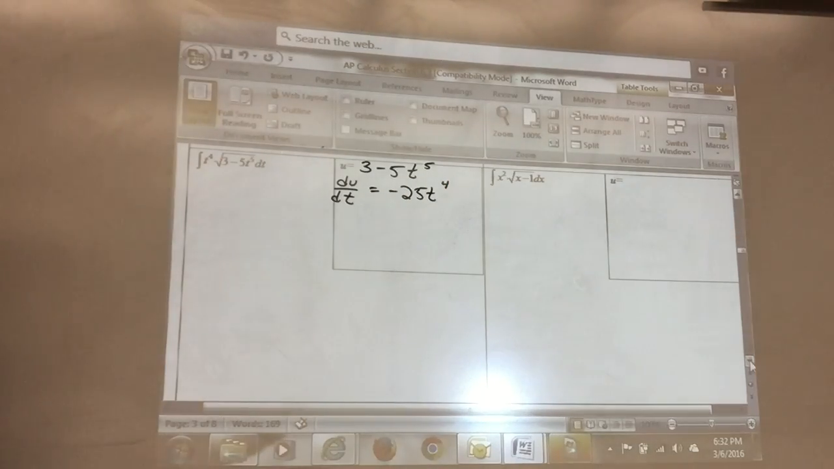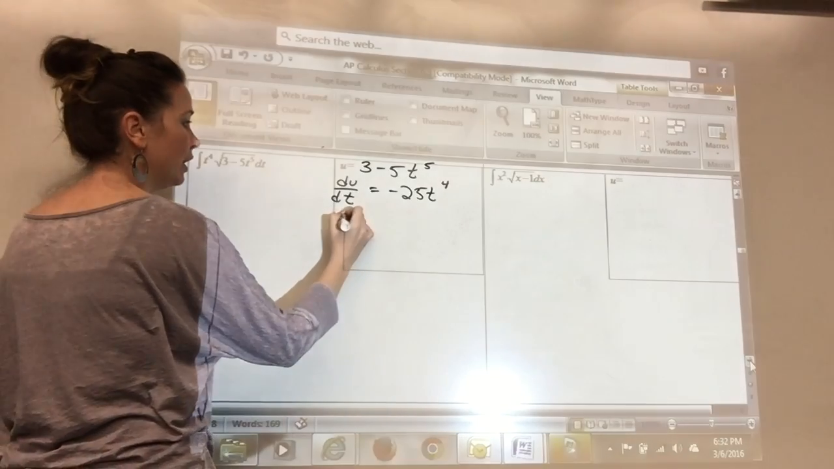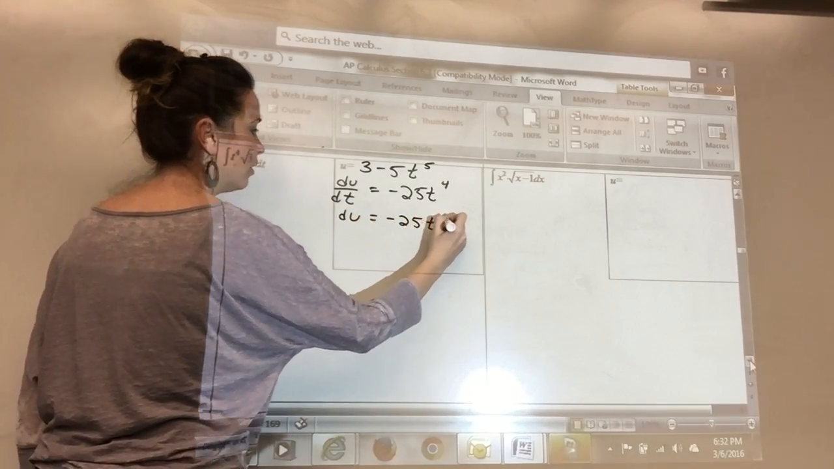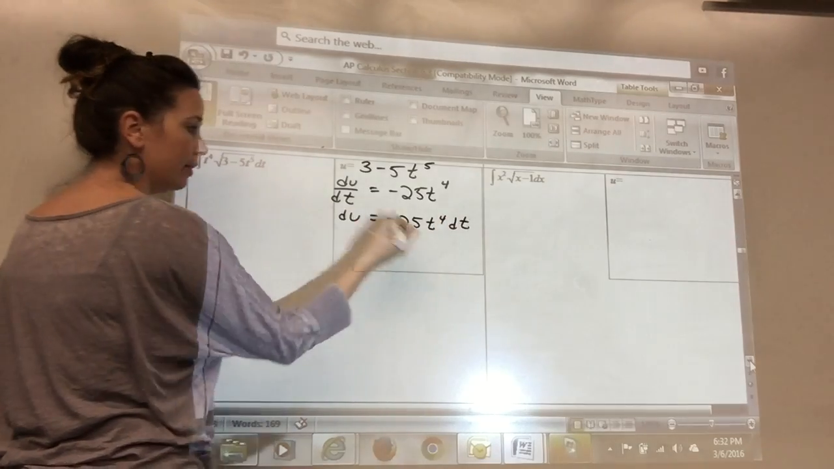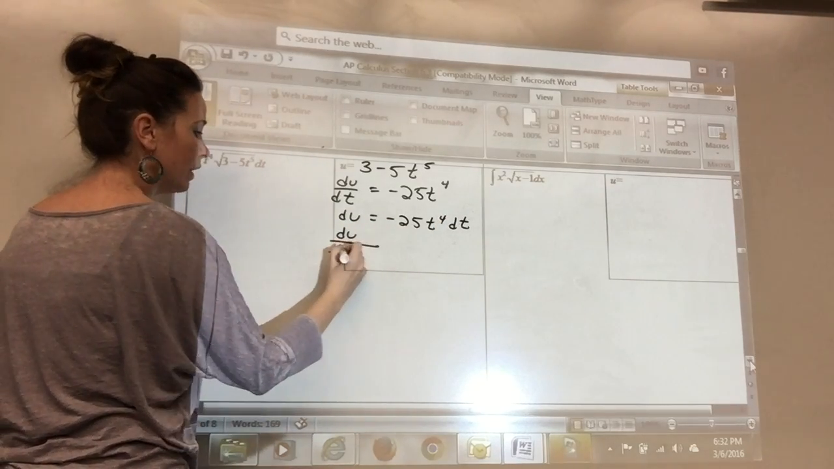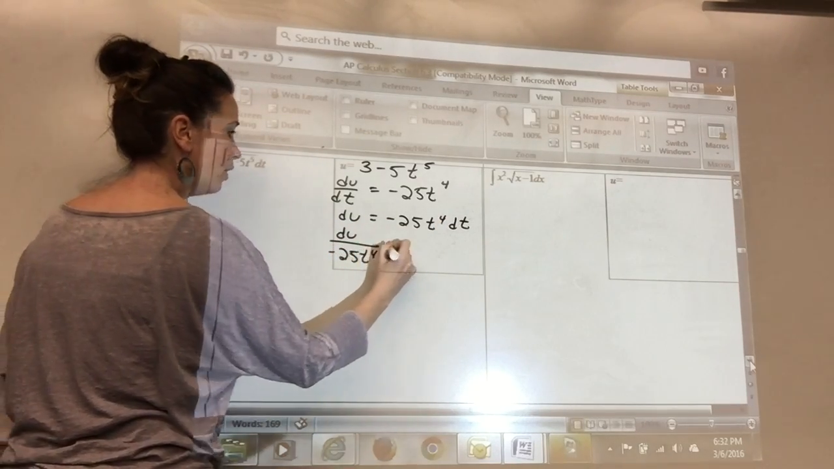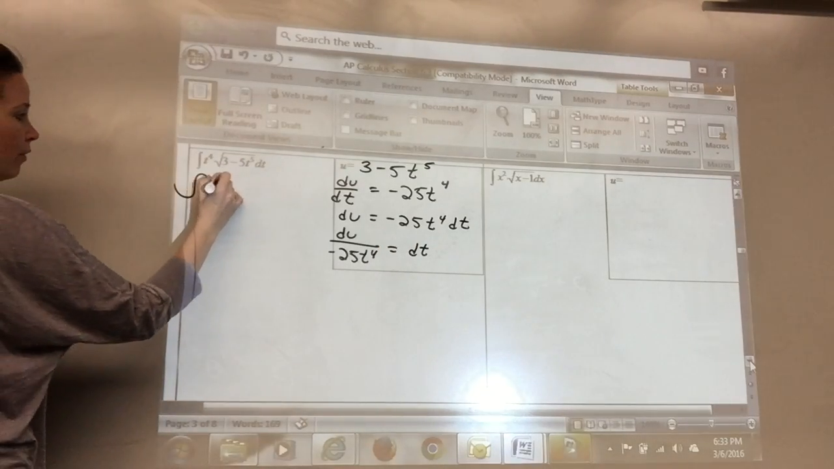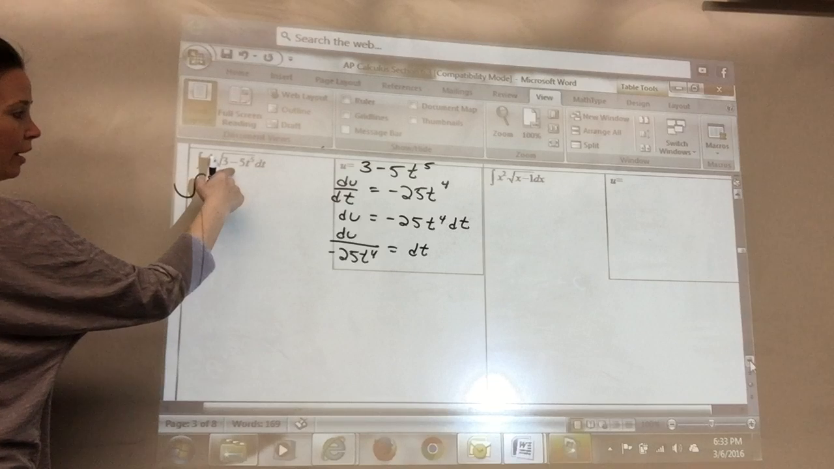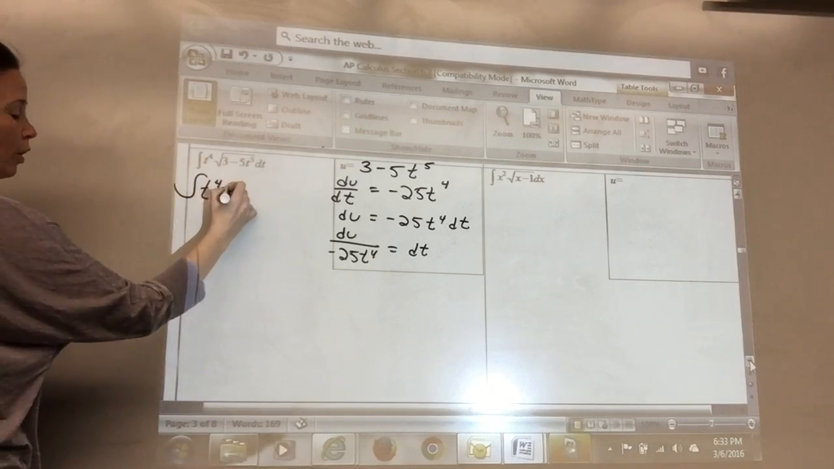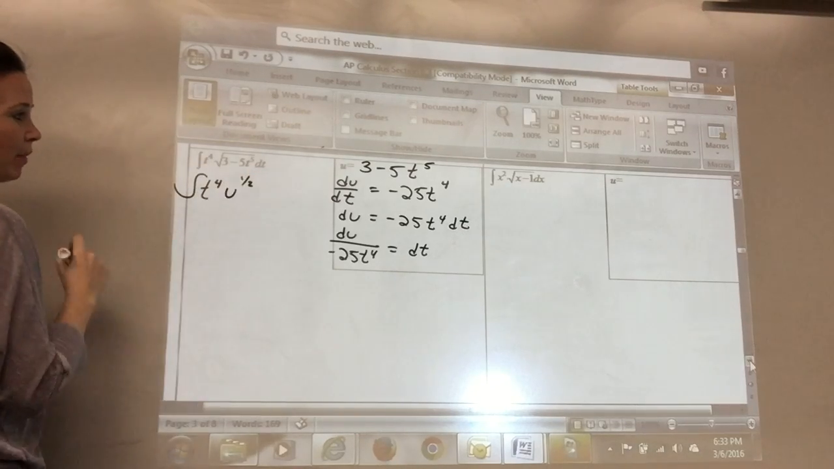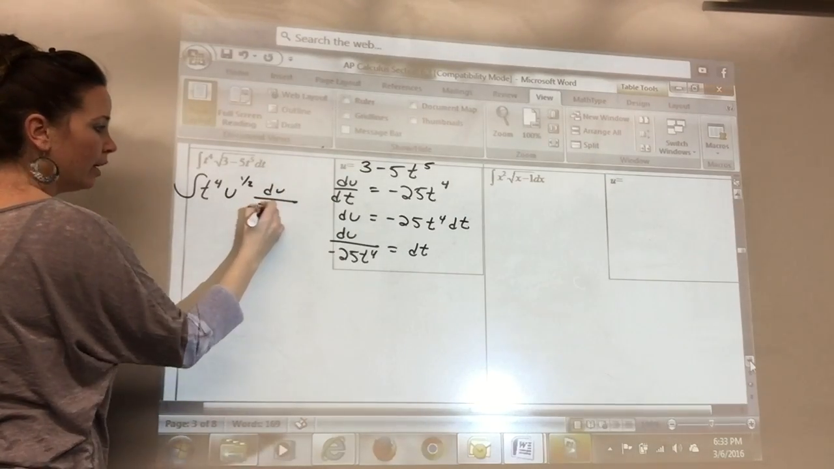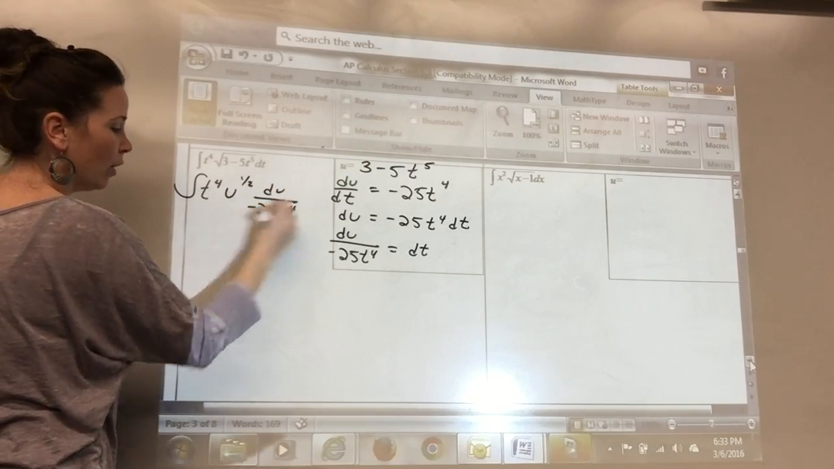And then I'm going to solve for dt this time. So du equals negative 25t to the 4th dt, and then divide, so I get du over negative 25t to the 4th equals dt. Come over here, t to the 4th is here. This is going to end up being the square root of u, or u to the 1/2 power. dt is really du over negative 25t to the 4th.